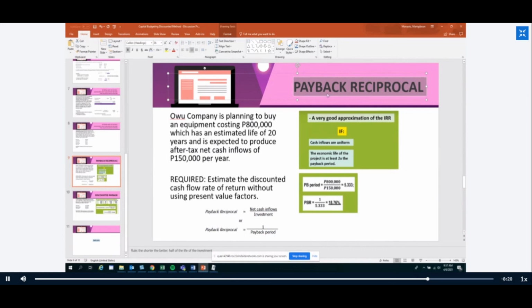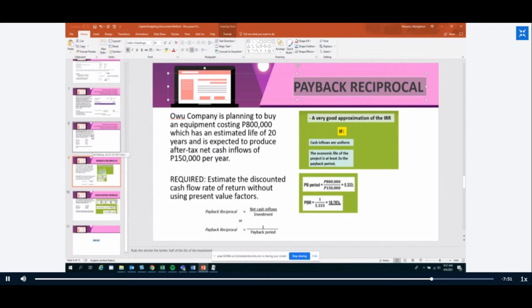Naalala mo, di ba? Yung payback period, that's the length of time to which you can get back what you have invested, no? Kasi kanina, kina-calculate natin yung IRR, no? Sabi, payback reciprocal is a good approximation of the IRR. So, paano yung class?